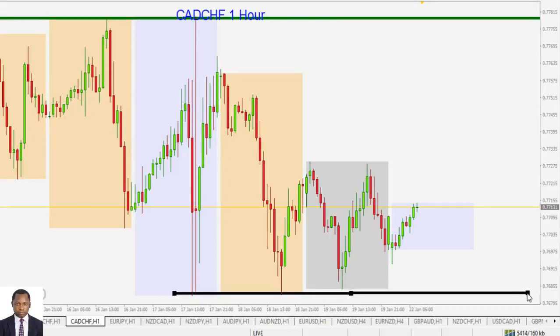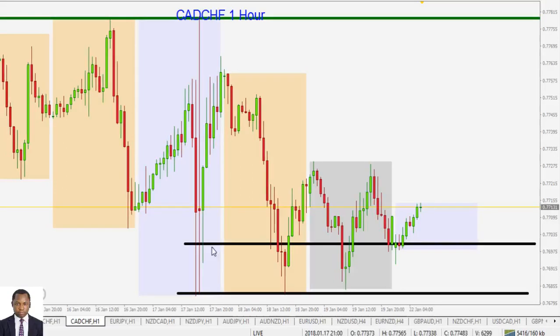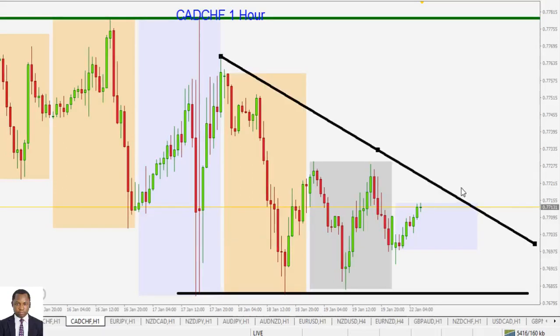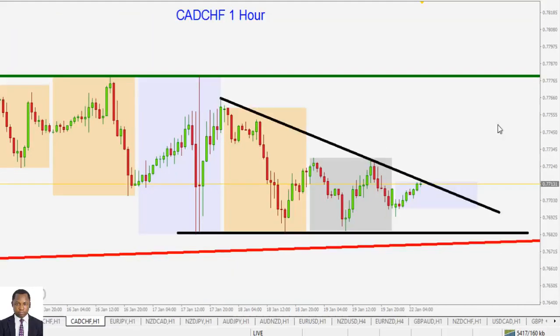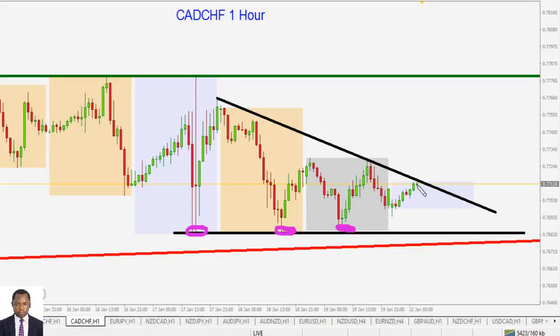We can also draw a possible flat bottom triangle, maybe that, but really not looking nice. But let's wait for the breakout of that flat bottom triangle. Support there, support there, support looks good. If price breaks down, gives us a pullback, we'll be looking for our short entry right there. For now, nothing. Price is still within that range.